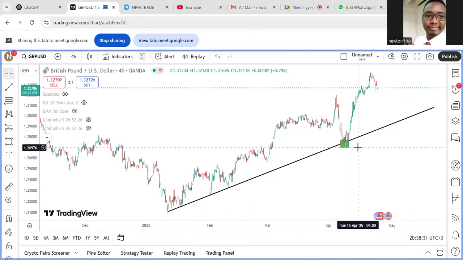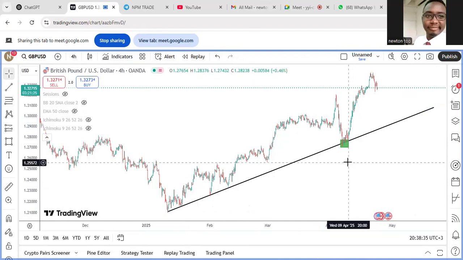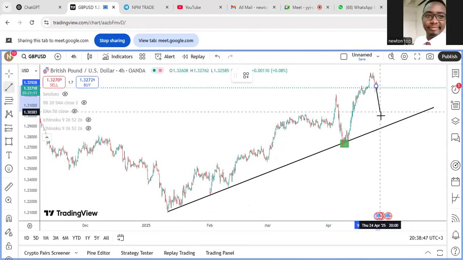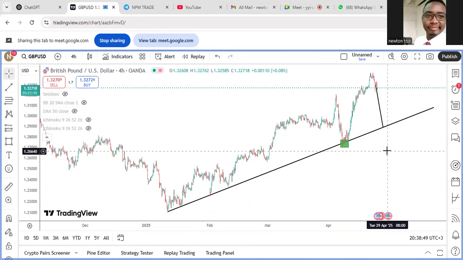If I really want to hold this trade long term, I'm going to wait for the market to come back to this region. Then I can buy long term. That's how swing traders buy the market.